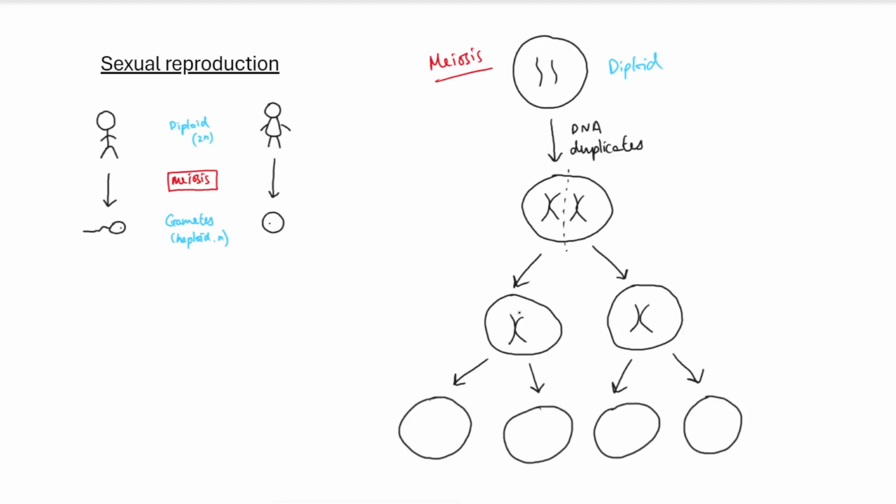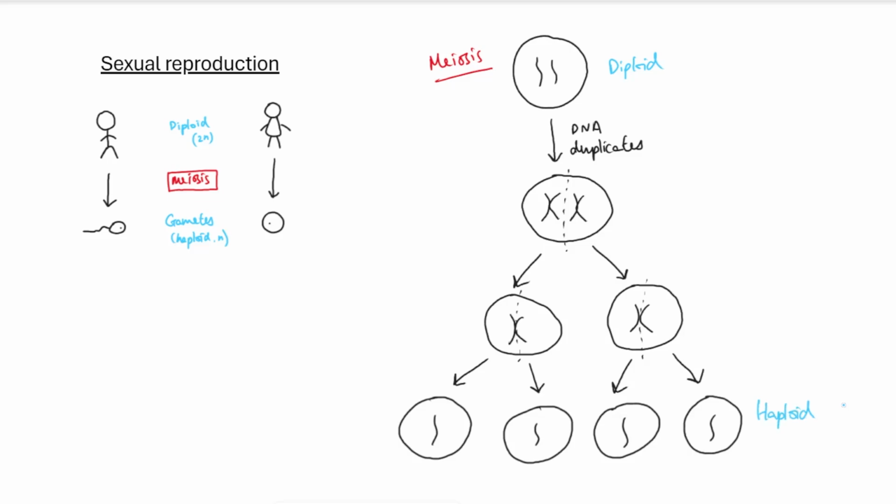Now, after that, each of the arms of the chromosomes is going to separate again, and then we end up with 4 cells, each containing one set of the chromosomes compared to before. So if we look at the beginning, we started with a diploid cell, which has 2 chromosomes. We ended up with 4 cells, each containing 1 chromosome. So it's half the number of chromosomes, therefore we call it haploid.